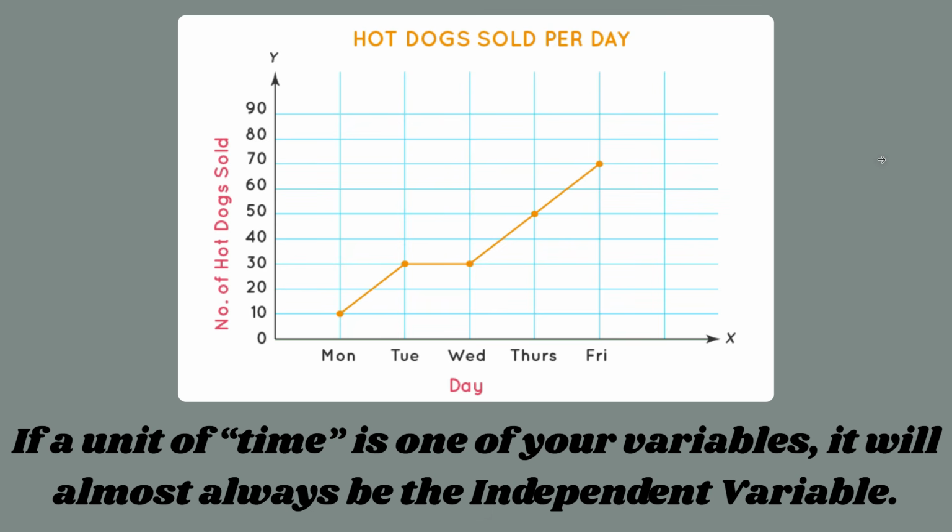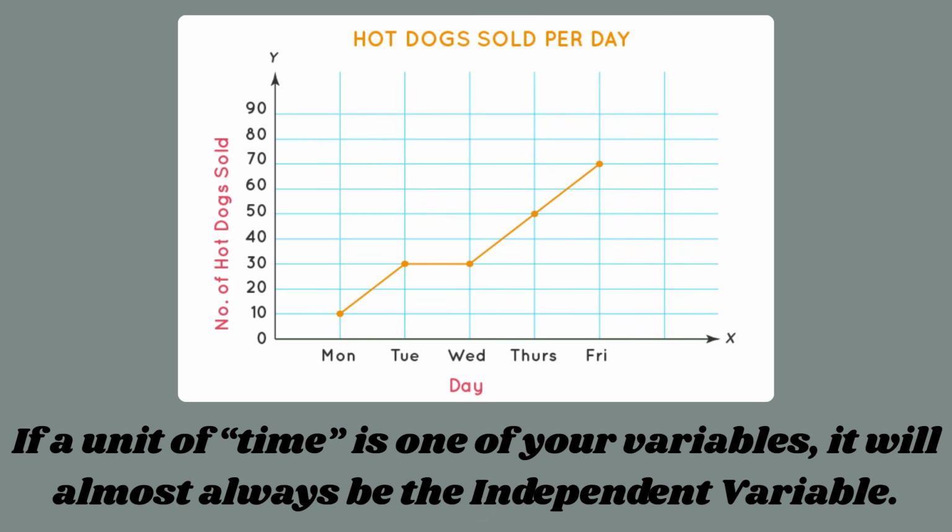All right, here's another simple one. This one is hot dogs sold per day. Monday, Tuesday, Wednesday, Thursday, Friday, take the hot dog cart out, and we sell 10, 30, 30, 50, and 70 hot dogs. So you can see that the number of hot dogs sold depends on the day of the week that I take my cart out. So in this situation, the day is the independent variable, and the number of hot dogs is the dependent variable.